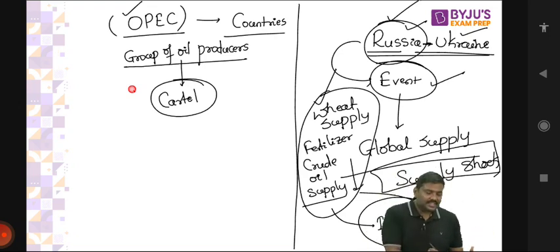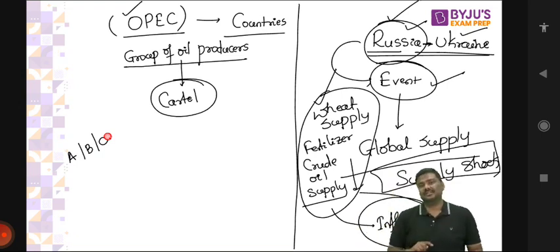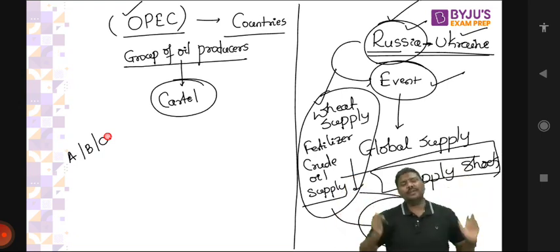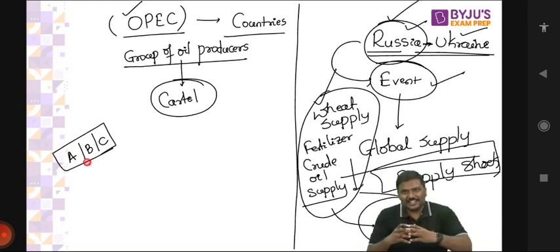Imagine there are three cement manufacturers, A, B, and C. All of them are supposed to work independently and as competitors. But if all the three form a group, if all the three start coordinating with each other in terms of pricing, in terms of production, in terms of supply, that's a cartel, by the way.